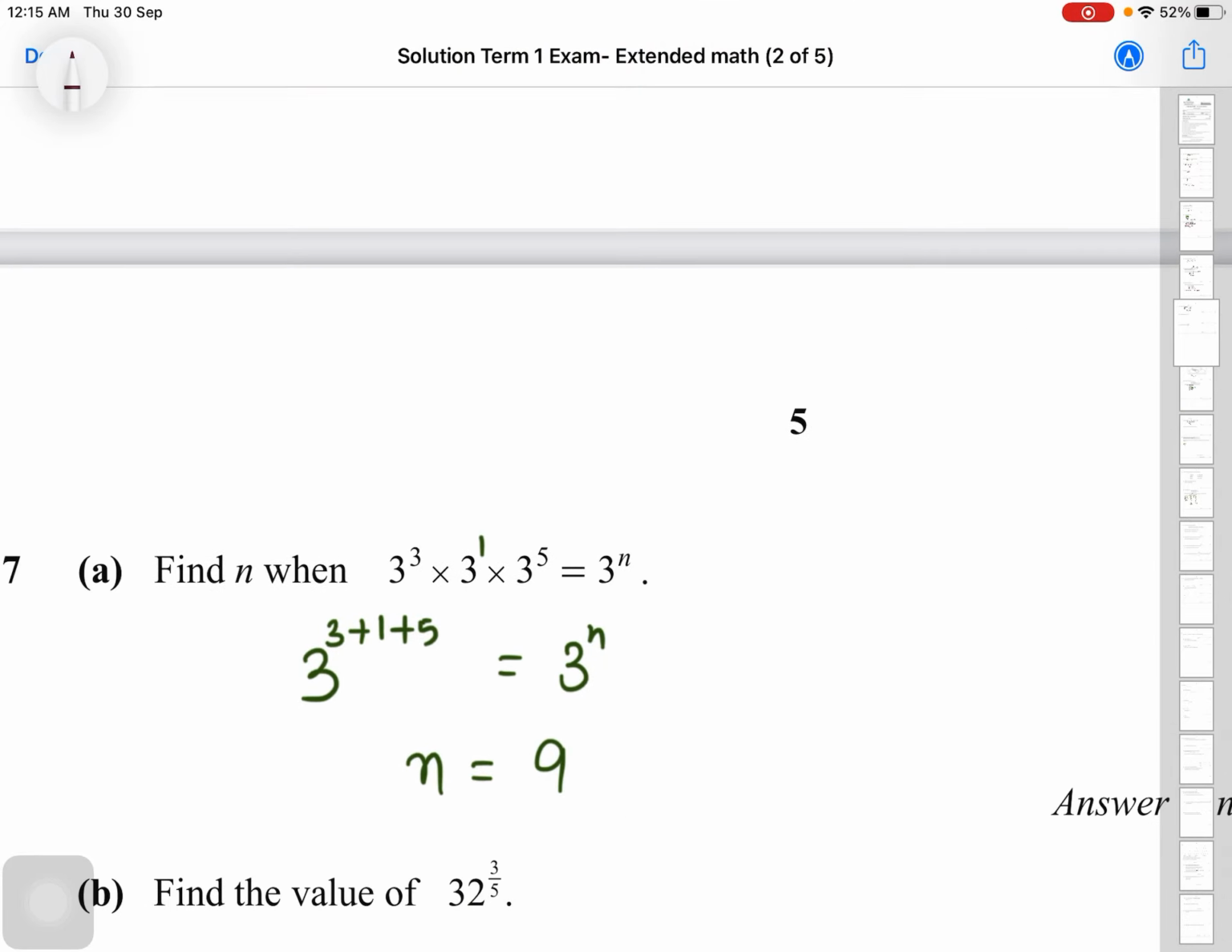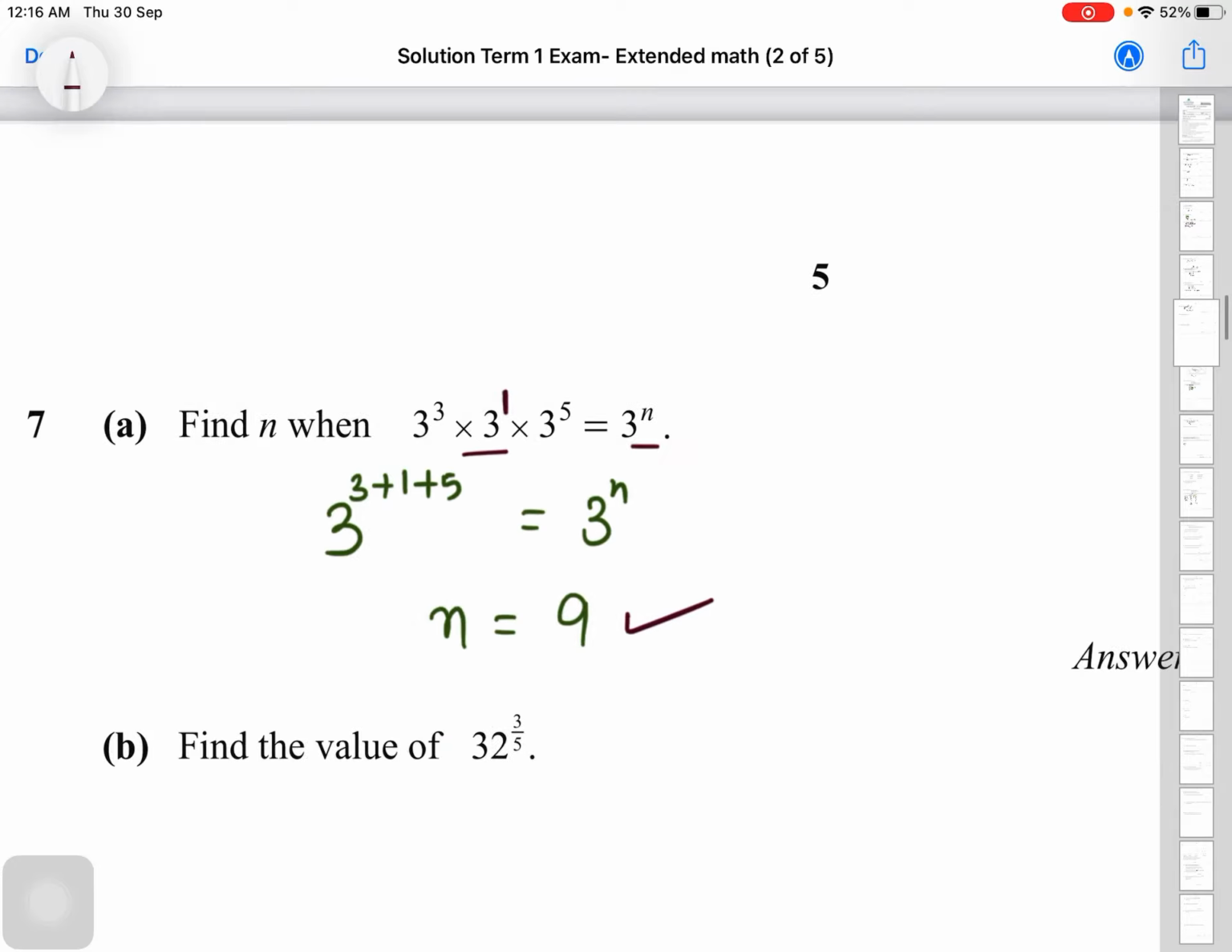Find n when this thing is equal to 3 to the power n. You can see the power of 3 is 1. Add the powers because you apply the laws of exponents. The value of n will come out to be 9.